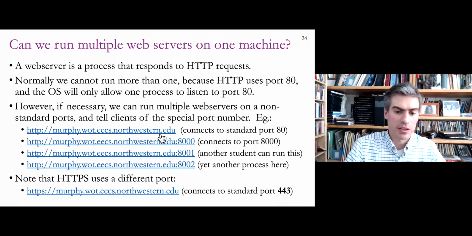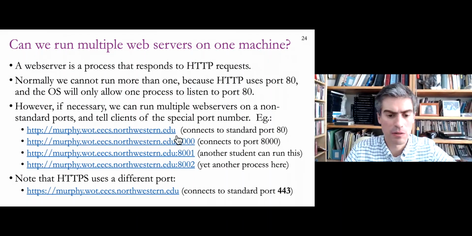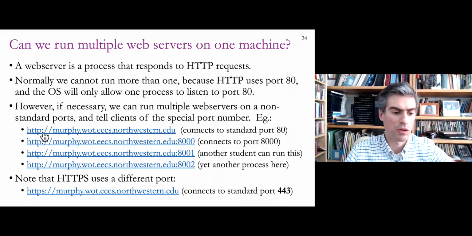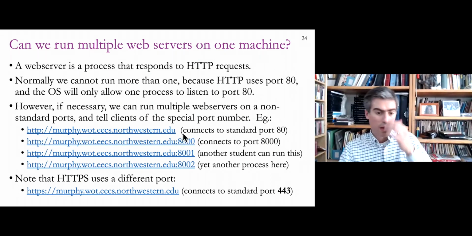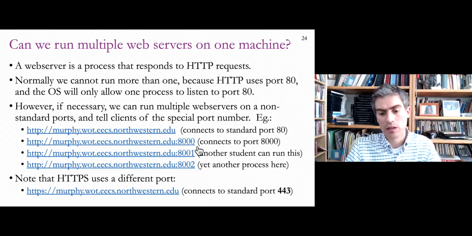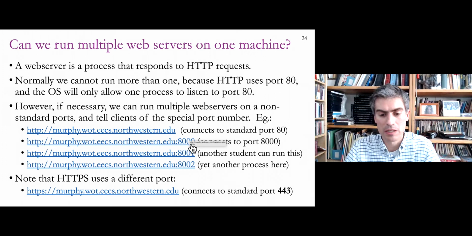So the standard URL here is specifying a server that you can use for this class to run your code. If you just specify this URL, it'll connect to port 80 on that machine. So it'll look for software running on that machine that is listening on port 80. But if you use one of these other URLs, it'll connect to a different program. It'll look for a program that's listening on port 8000 or 8001 or 8002.